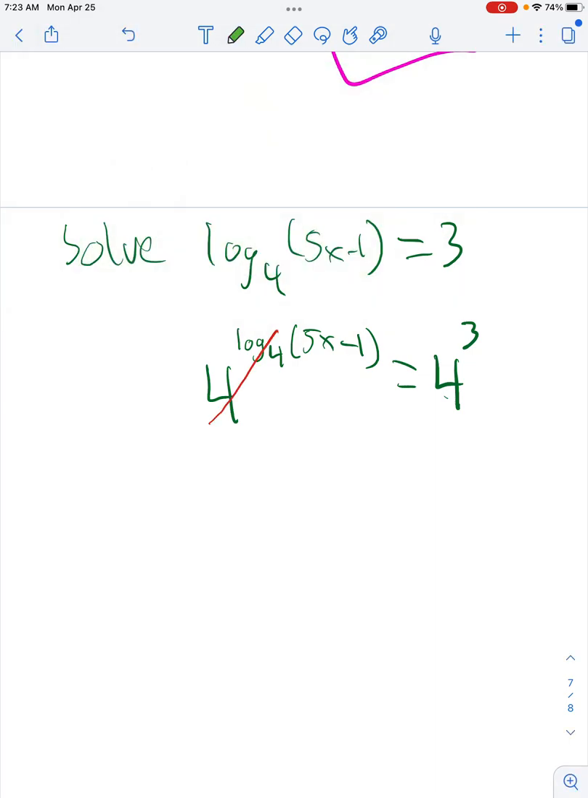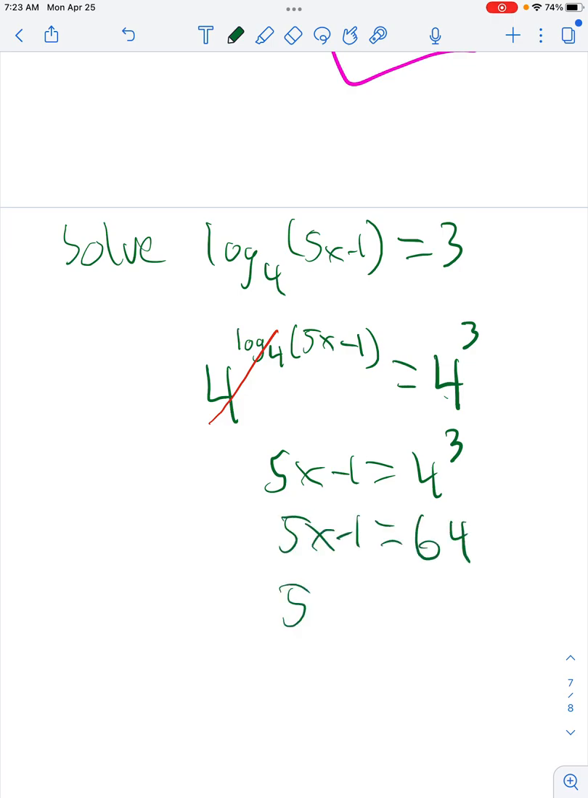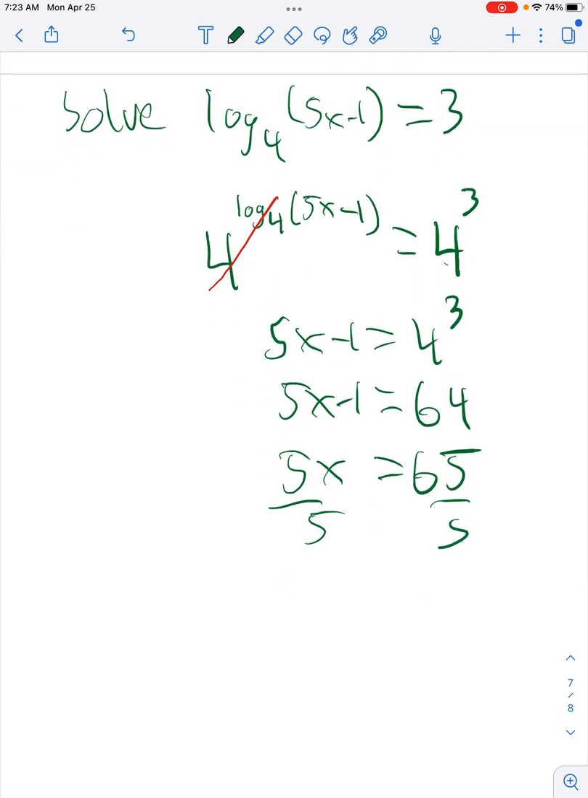So we are only left with 5x minus 1 equals 4 to the third. We can simplify 4 to the third to equal 64. And now it's just 5x equals 65. Divide by 5 and x equals 13.